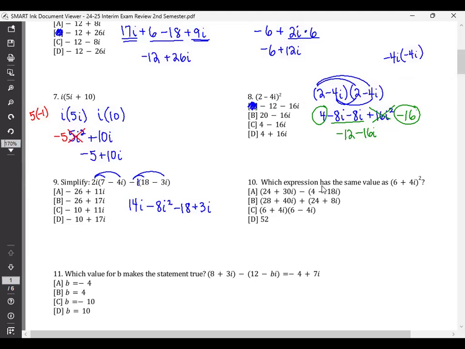Let's go fix that i squared. -8 times i squared, which is -1, would make this become +8. And then now I'll combine my like terms. So I've got -8 and -18. Sorry, not a -8. +8 minus 18, -10. And then 4i plus 3i.